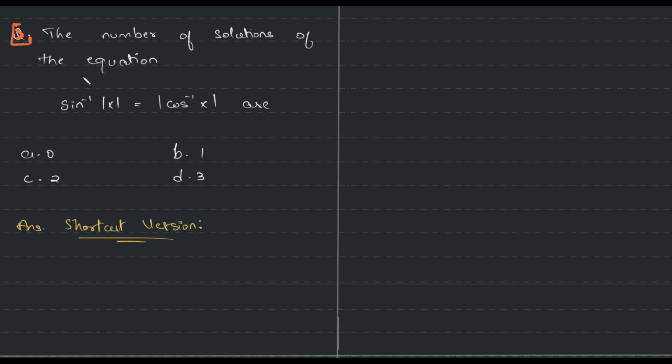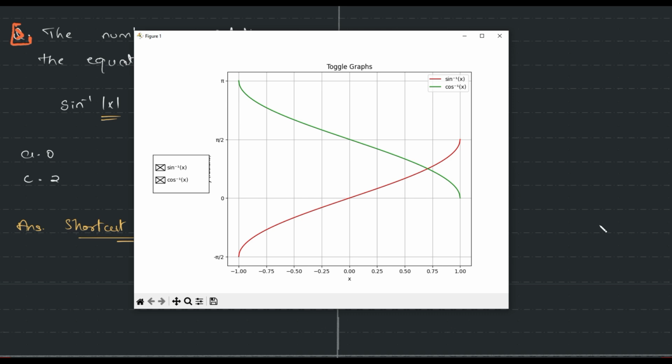The number of solutions for the equation sine inverse of absolute value of x being equated to absolute value of cos inverse of x. So as a shorter version, this is how you should be able to think. First, you need to be able to picture this graph. And since sine inverse of x has no negative value, you need to eliminate this particular section from your head.